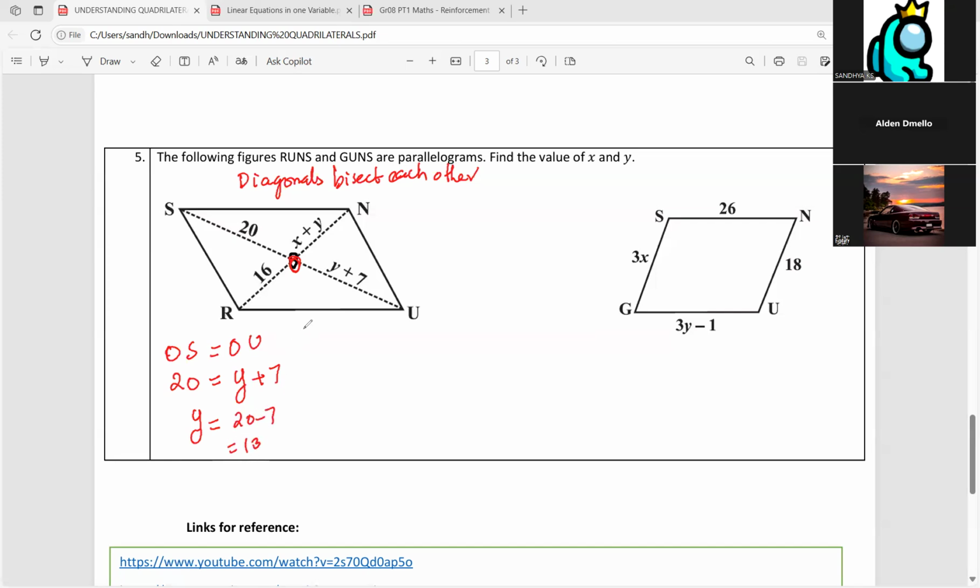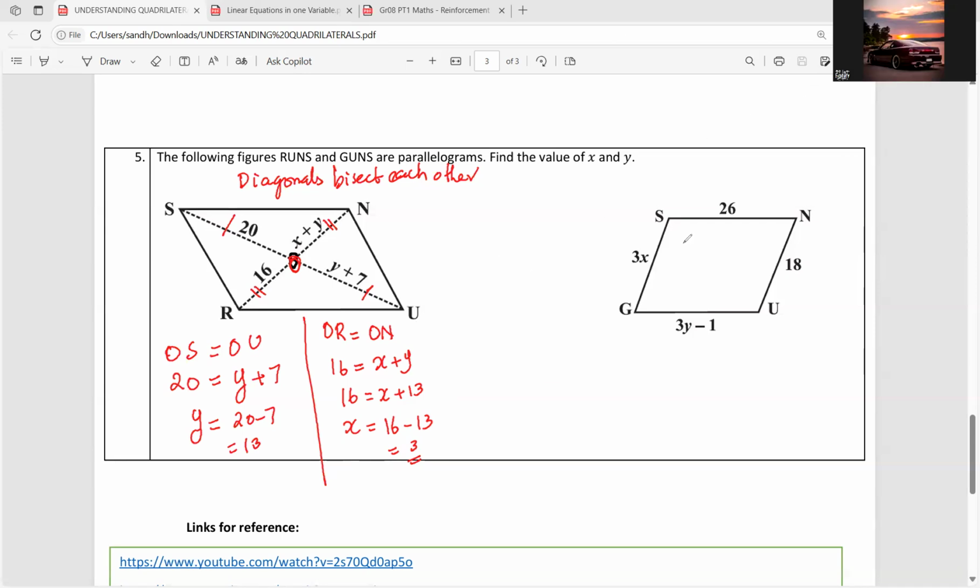which is equal to 13. Okay, now next, we need to take the other diagonal. OR is equal to ON. These diagonals also bisect each other, which means they are also equal. Here this is equal to this. So OR is equal to 16, ON equal to x plus y. Already we know the value of y. So we can apply x plus y, which is 13, equal to 16. So x is equal to 16 minus 13, that is equal to 3. So that is the answer. Okay, we understood the value of x and y. Clear? Yes, ma'am.